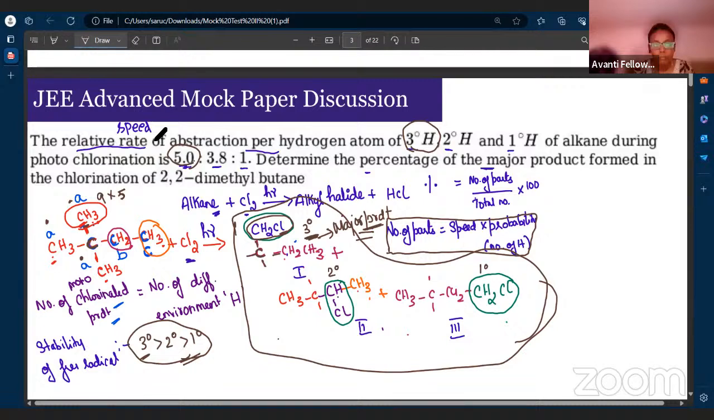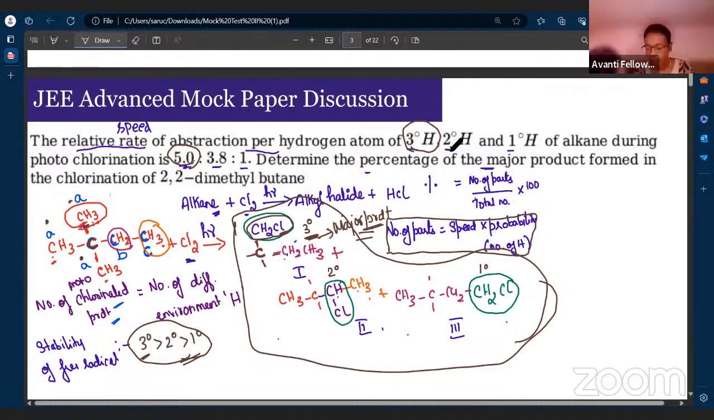So what I have to do over here is take the 3 degree, 2 degree, and 1 degree hydrogens, which are given. How many 3 degree hydrogens do you have? You don't have any 3 degree hydrogen over here, right? And how many 2 degree hydrogens do you have?